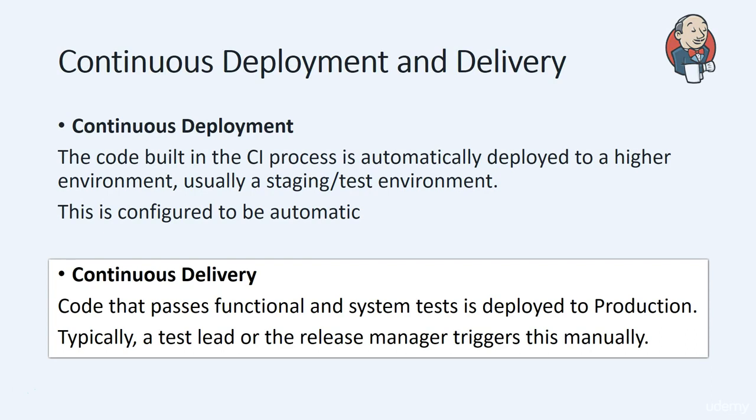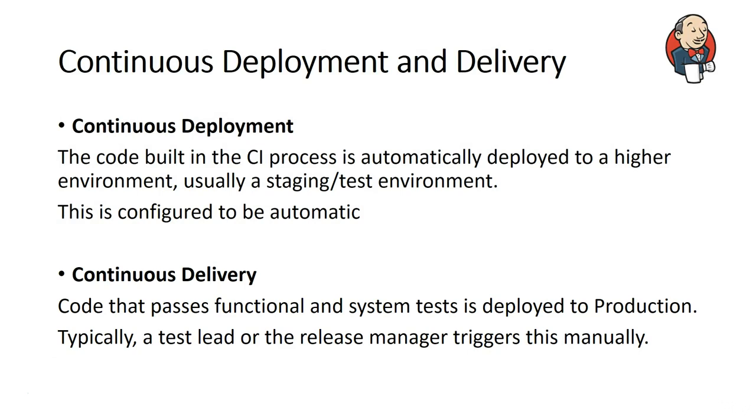The QA lead or the release manager manually triggers the production deployment. The key thing to remember is that this step is manual in spite of being a part of the CI CD pipeline, just so that there is better control on the code as well as the environment when it goes to production.